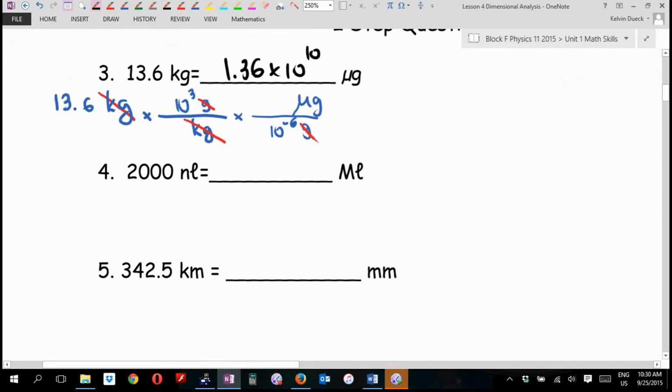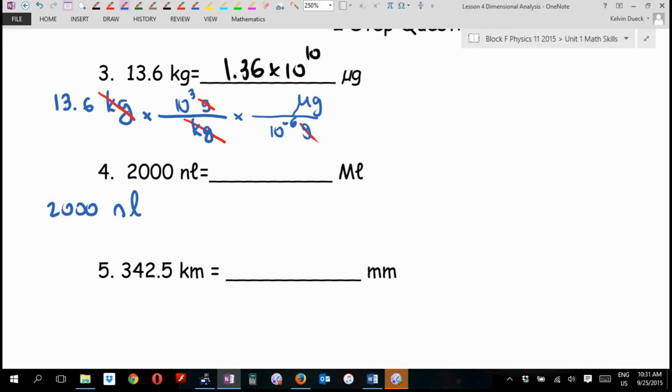Number 4. This is a two-step conversion. Do you know how I know? We're going from one metric prefix to another metric prefix. How am I going to start out? I'm going to write down what they gave me, including the units. By the way, what's a lowercase nano? 2,000 nanoliters. And now I'm going to build a fraction chain. What units am I in right now? Nanoliters. I want those to cancel.